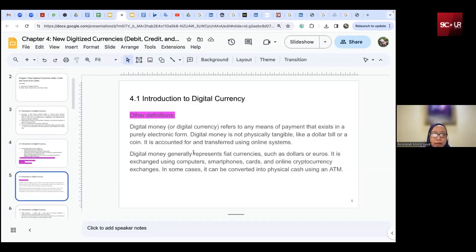There is a definition of digital money. It refers to any means of payment that exists in purely electronic form. You see, in electronic form, like Bitcoin earlier, it is 100%. Digital money is not physical and tangible like a dollar bill or a coin. It can be accounted for and transferred using online systems. Digital money generally represents fiat currencies such as dollars and euros. It is also exchanged using computers, smartphones, cards, and online cryptocurrency exchanges. In some cases, it can be converted into physical cash using the ATM. Usually, we can cash our money using an ATM.